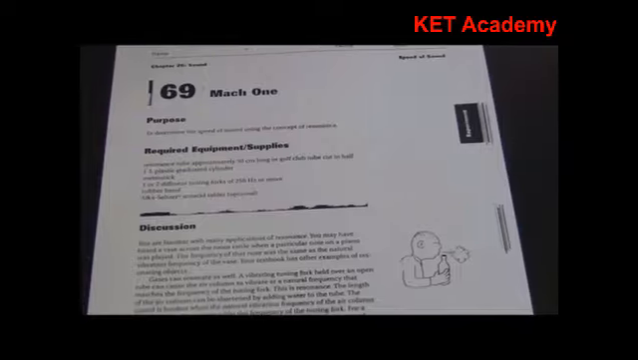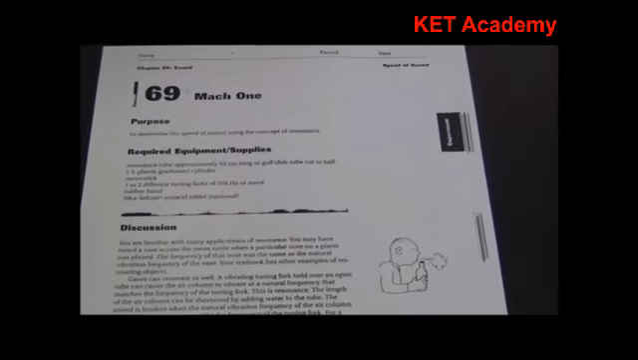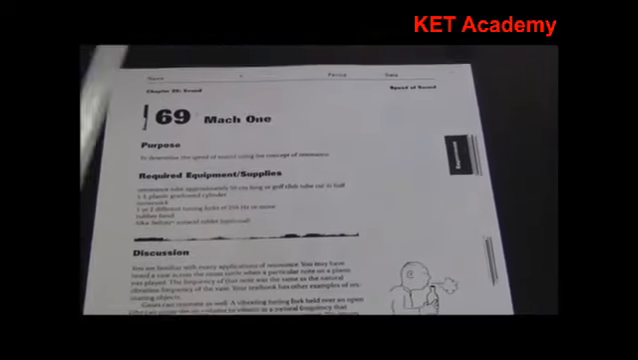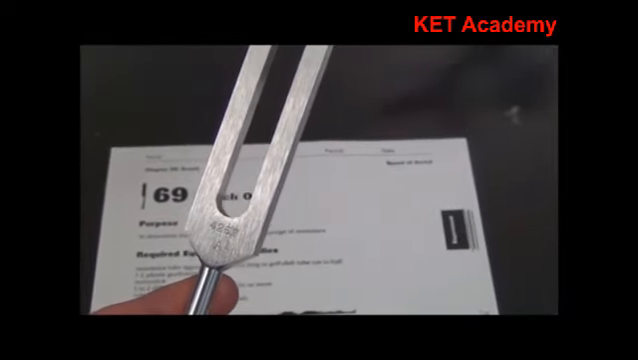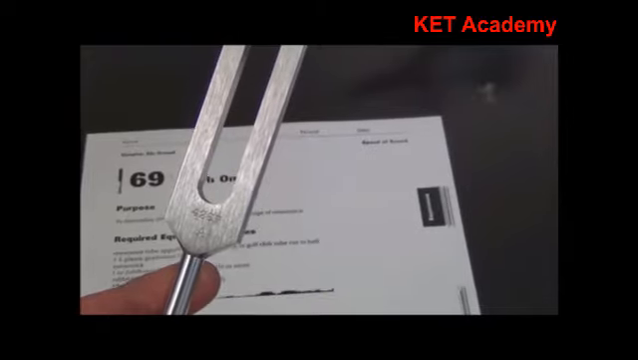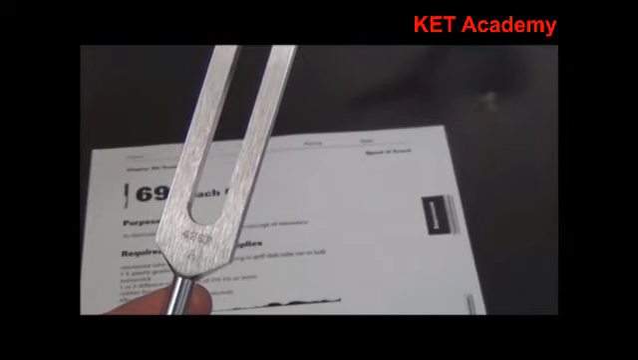One speed of sound lab. The first thing I do is get a tuning fork from the teacher. There's a frequency written on it. This one is 426.7, and for the musically inclined, that tells me that that is the note A.